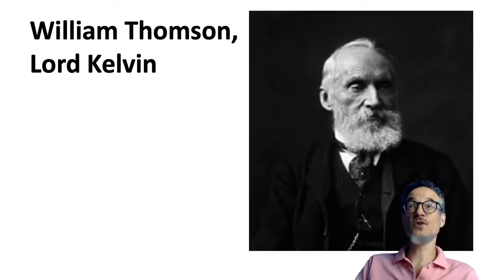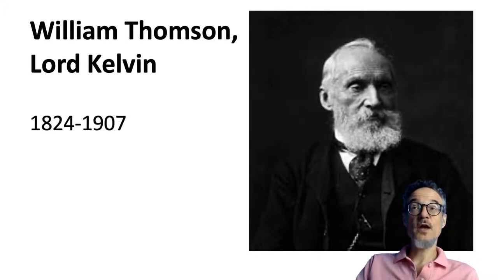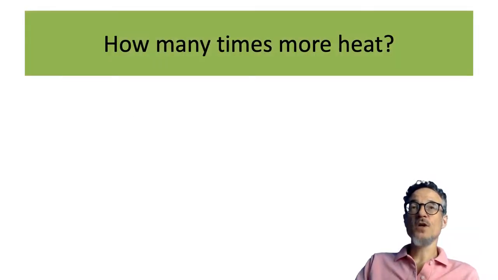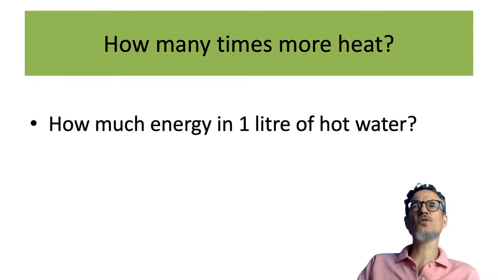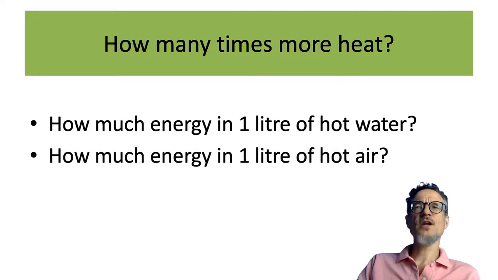By the way, this is Lord Kelvin, also known as William Thomson. He is where we get the name Kelvin, which is a unit of temperature. And he was around a little bit later than Joule. I think they knew each other. So how many times more heat do we have? To work this out, we need to know how much energy there is in 1 litre of hot water and how much energy there is in 1 litre of hot air.